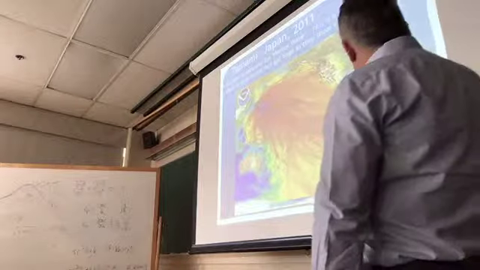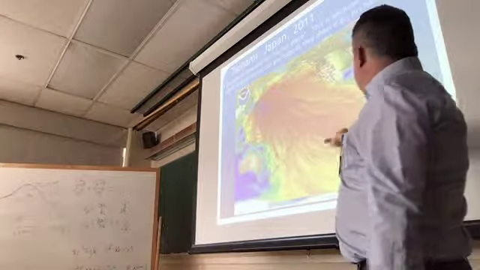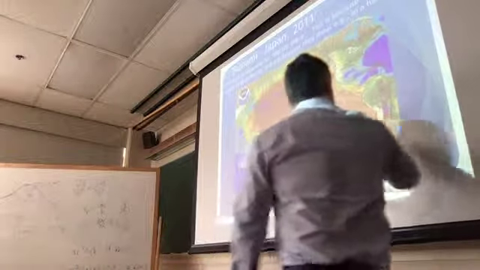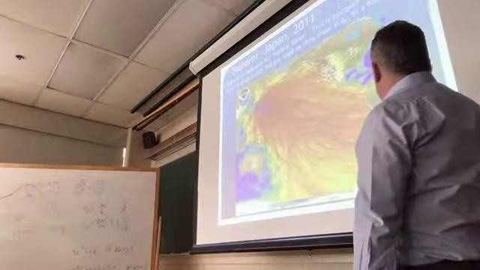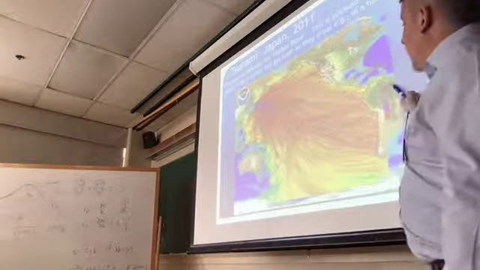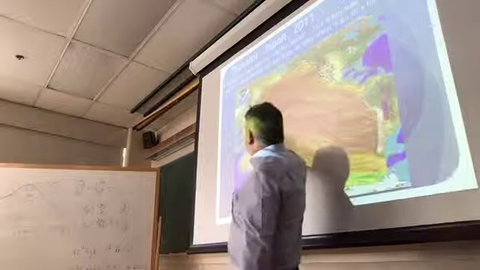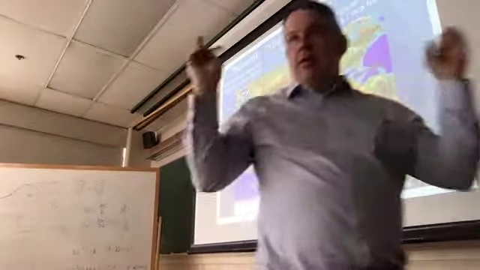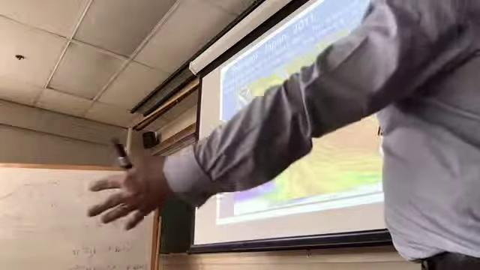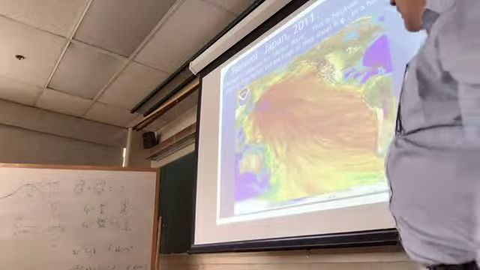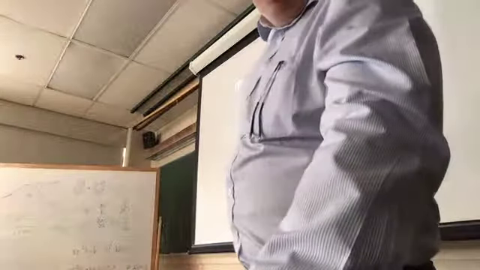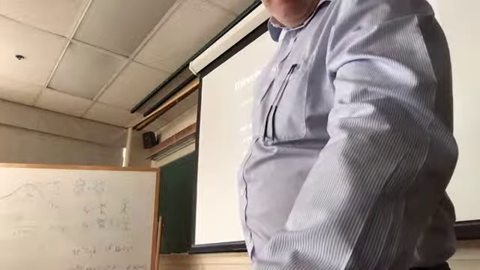So this one, these red colors are 20 centimeters, and that purple ring is a meter, and the black ring is 2.5 meters, but in certain parts of Japan it was like 10 meters. So it depends a lot, and as it spreads out, the amplitude is going down, and as it goes into deeper water, the amplitude is going down. Okay.